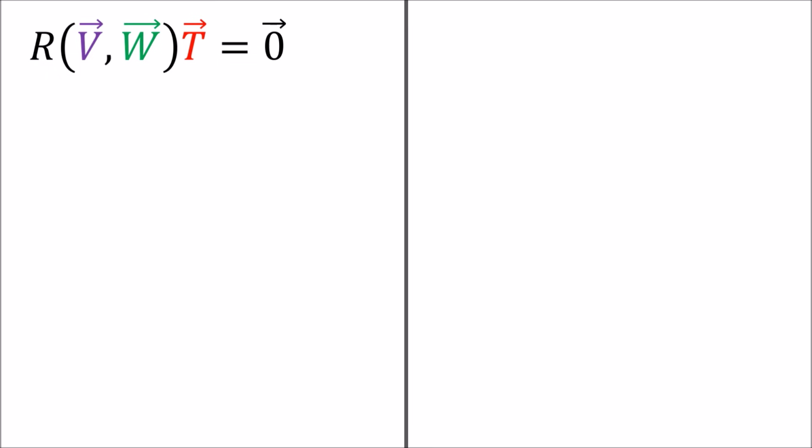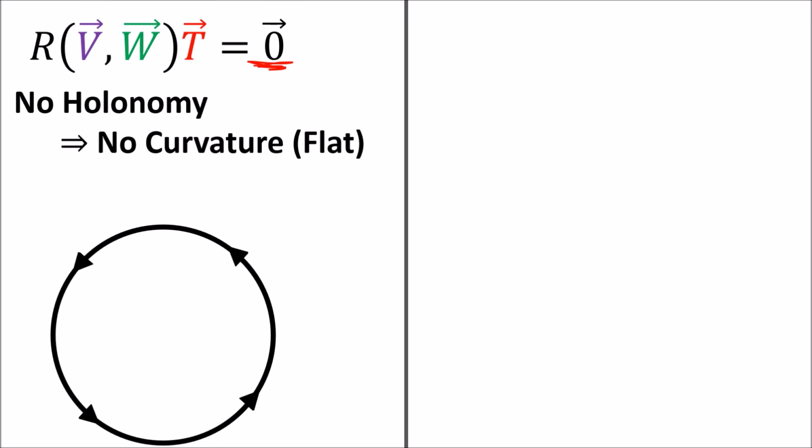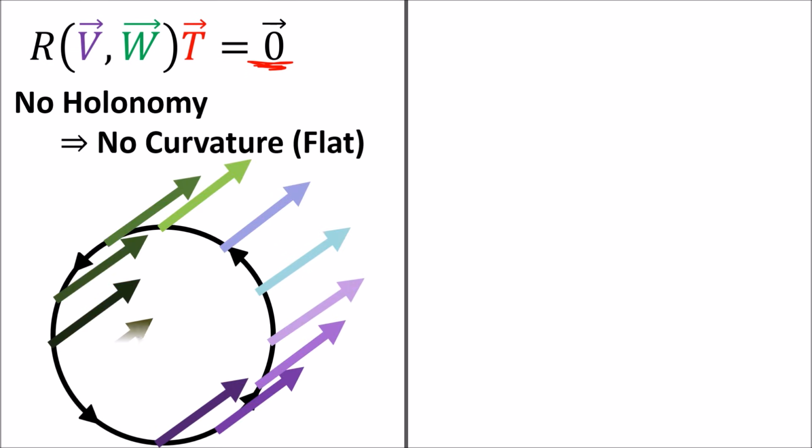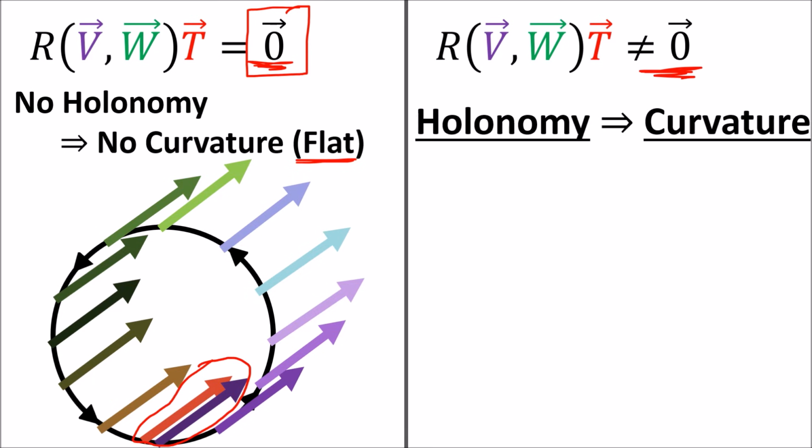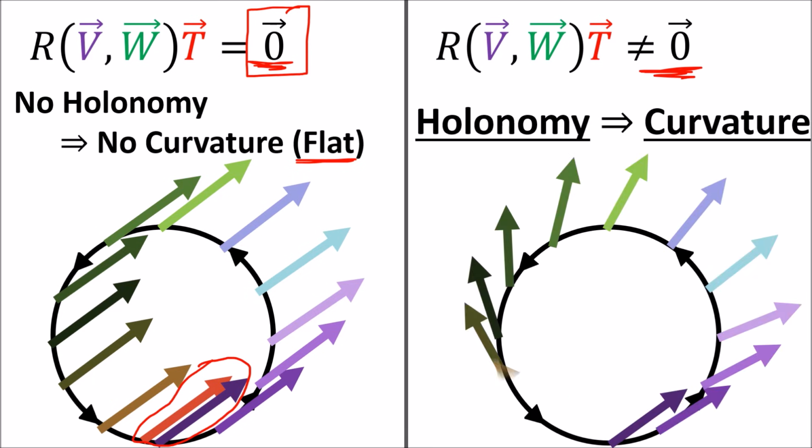When the Riemann tensor outputs the 0 vector for every single combination of inputs, this means that we never see holonomy. So we never see vectors twisting when we parallel transport them around a loop. So when a space is flat, the Riemann tensor will always output the 0 vector. If the Riemann tensor can output non-zero vectors, this means that the space is curved.